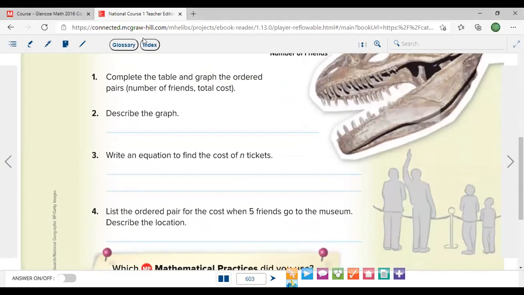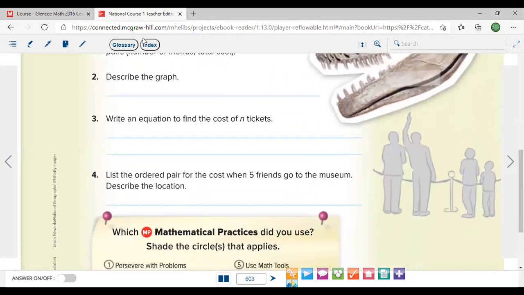Write an equation to find the cost of n tickets. Of course, this is 9n. We are multiplying by 9, so 9n. List the ordered pairs of the cost when 5 friends go to the museum. 5 friends, so 5 and 45. Means if they are 5 friends, they should pay $45.